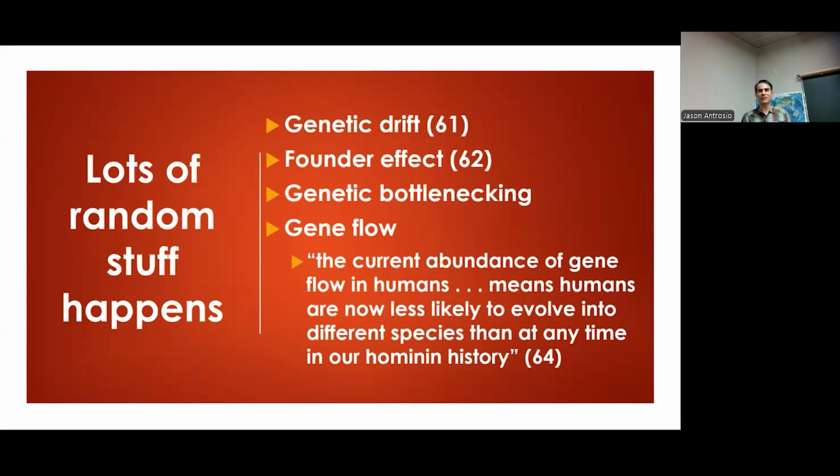Like I said, for the last 200,000 years, we, hominin humans, have been a continuous interbreeding species. And as we know, with people having a current abundance of gene flow, there's very little likelihood, in fact I would say there's no likelihood, that we are ever going to evolve into different species. There's less likelihood than any time in history.